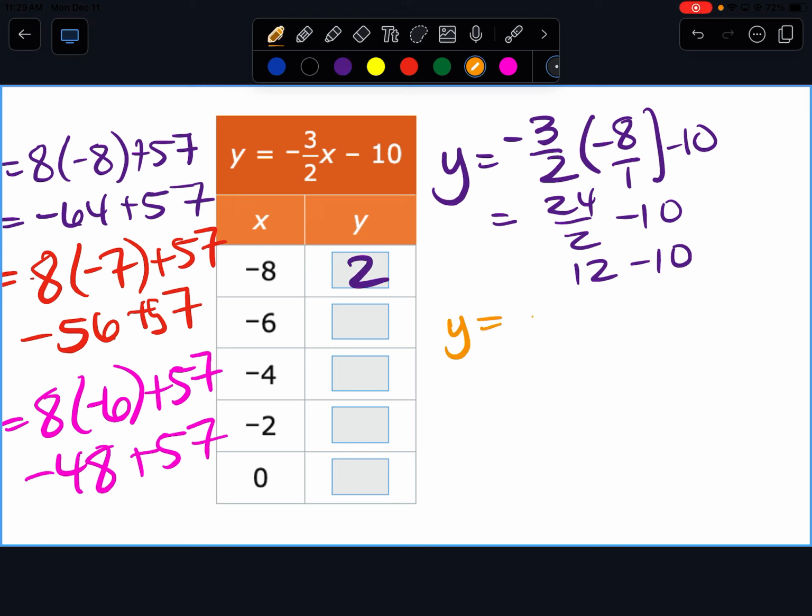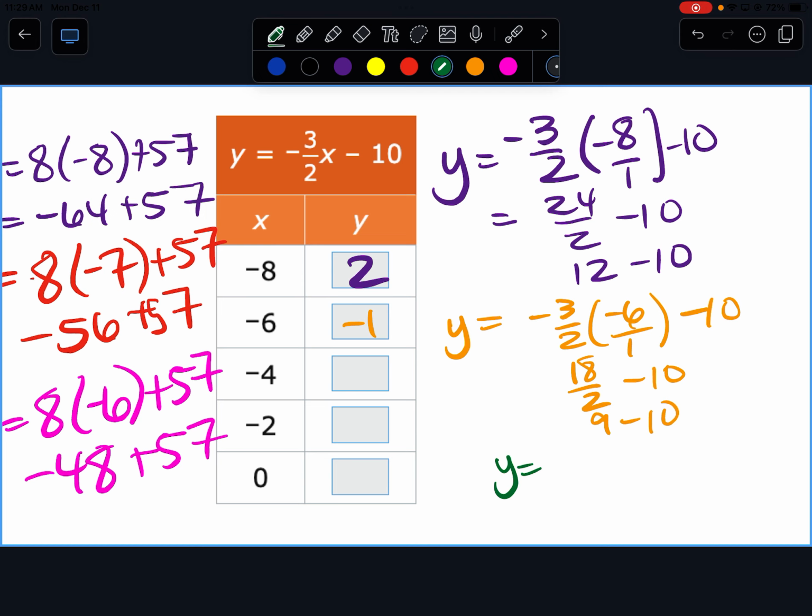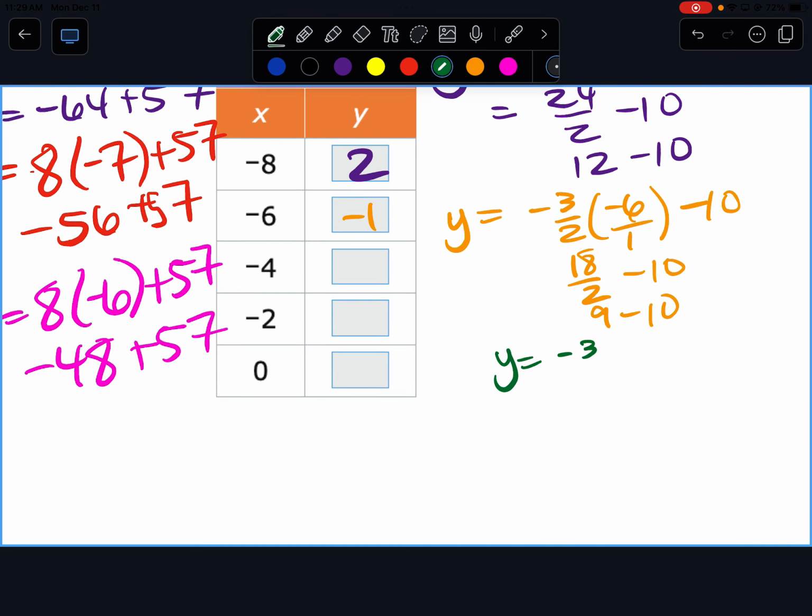Then I would do negative 3 over 2 times negative 6 over 1 minus 10. So that'll get me 18 over 2 minus 10. So it would be 9 minus 10, which is negative 1. Then I have negative 3 over 2 times negative 4 over 1 minus 10. So it's 12 over 2 minus 10. So that's 6 minus 10, which is negative 4.